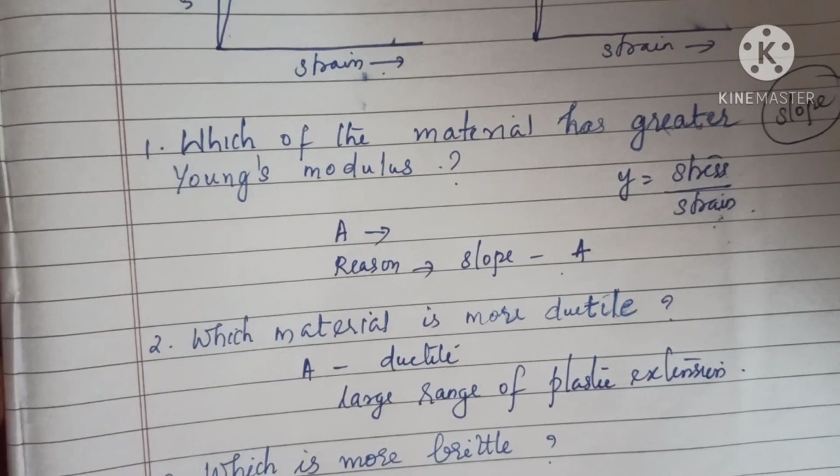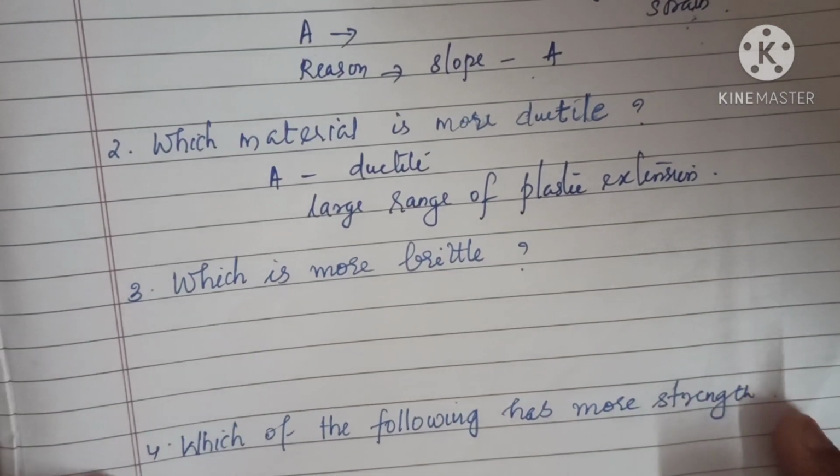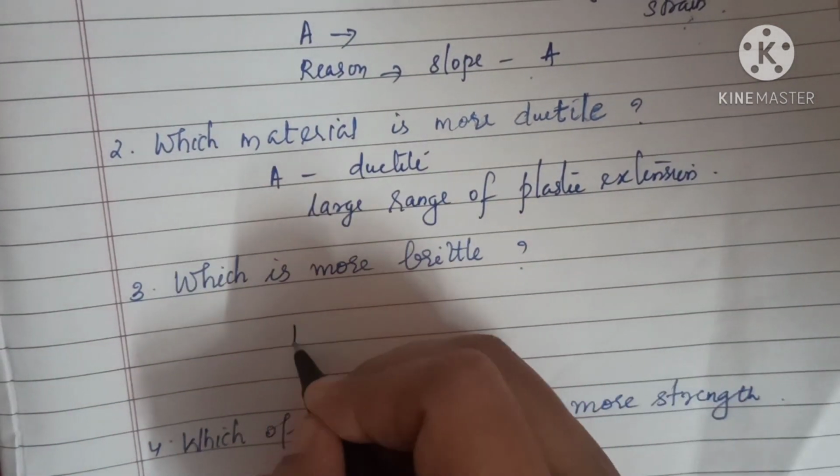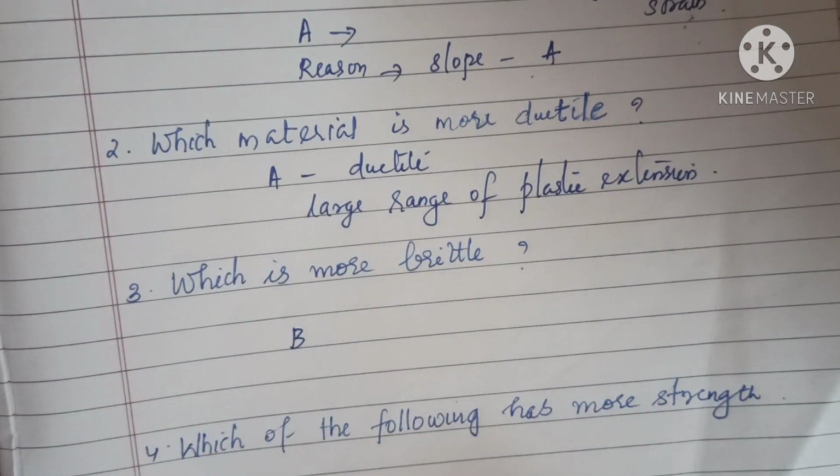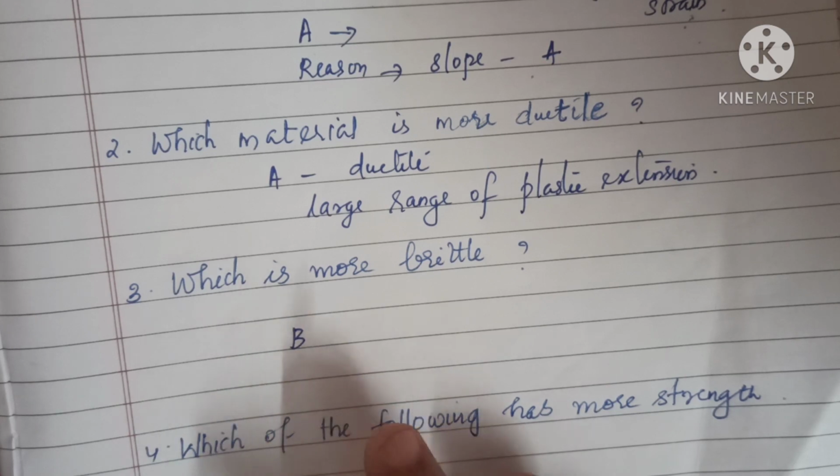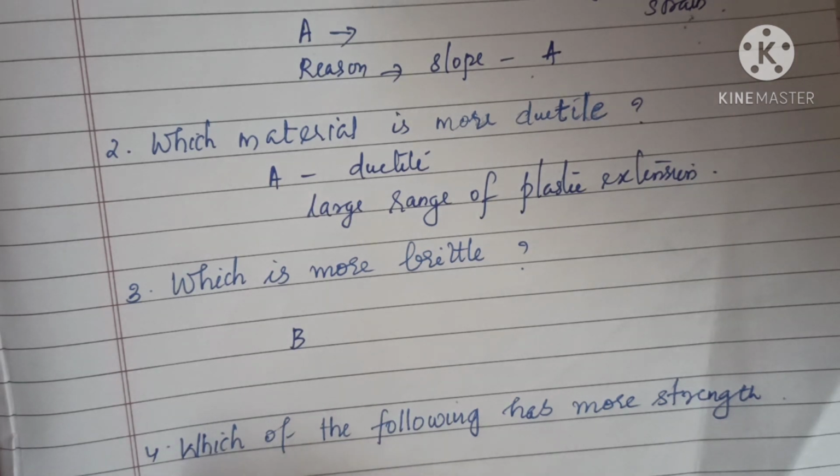So now you will be able to say which is more brittle. Yes, material B is more brittle because of the smaller range of plastic extension. The plastic range of extension is very small in the case of material B. Now the last question is, which of the two has more strength, or which of the two is the stronger material?